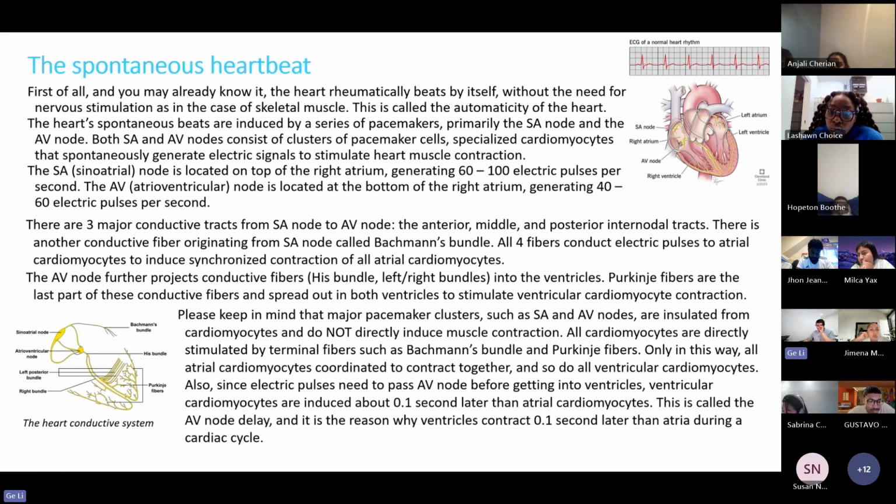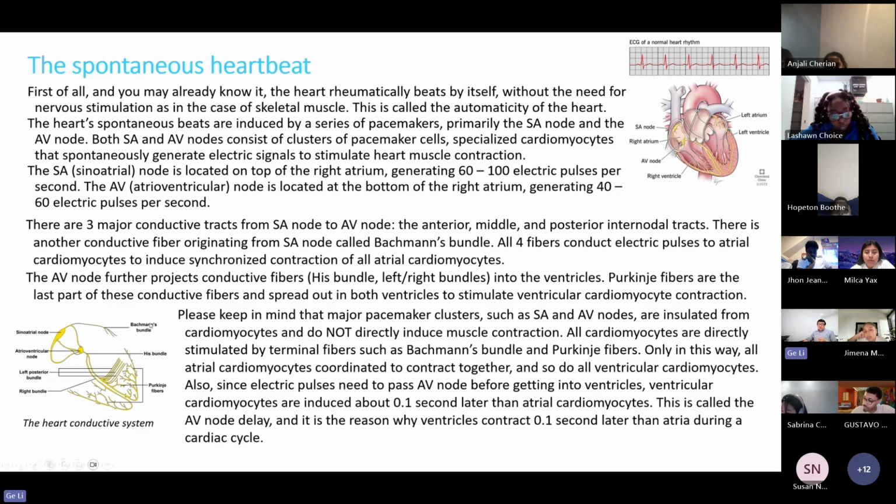The SA node is the fastest one. The SA node normally generates a signal of 60 to 100 beats per minute. That's the SA node. And then through these connections it connects to another called the AV node. The AV node is here between the atrium and the ventricle. The AV node is slower. It only generates 40 to 60 beats per minute.